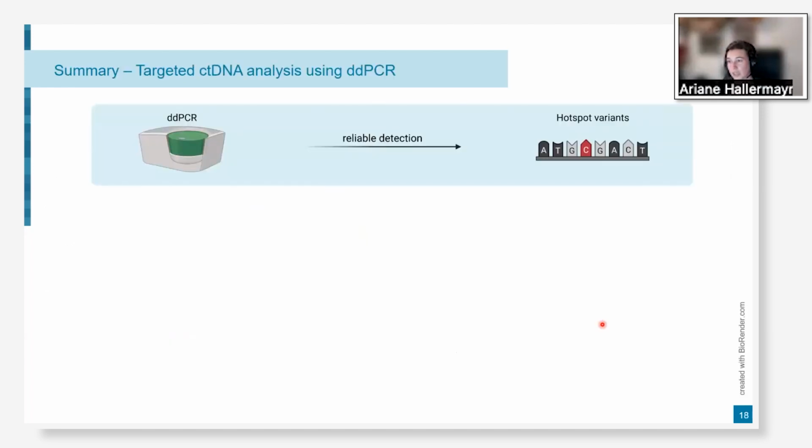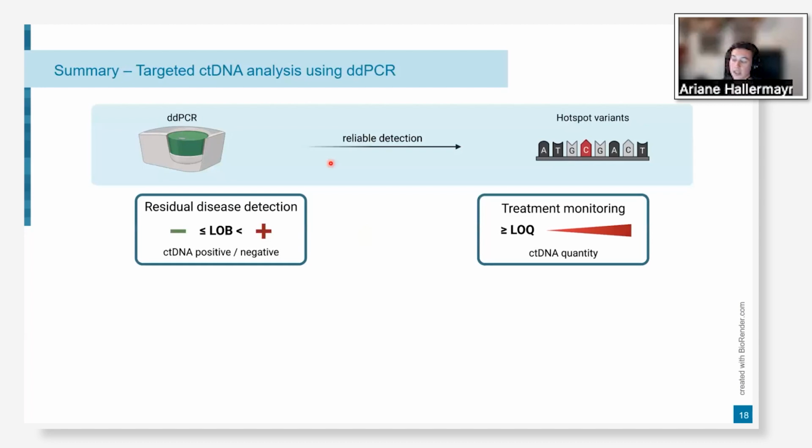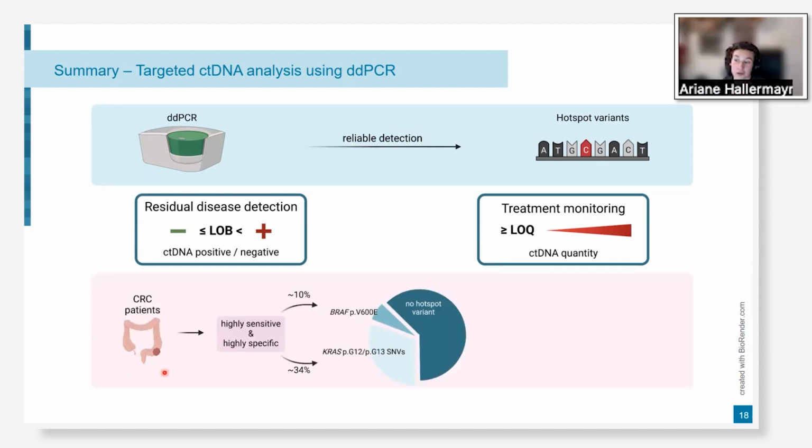Yes. So in summary, ddPCR enables the reliable detection of hotspot variants, and the limit of quantification and limit of blank could be established as a reliable cutoff for ctDNA positive signals, and also can be used for residual disease detection. And the limit of quantification could be verified as a reliable cutoff for treatment monitoring. And overall, for CRC patients, the ddPCR could be shown to be a highly sensitive and highly specific approach to detect specific hotspot variants.